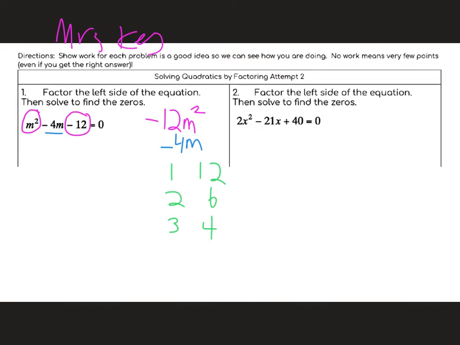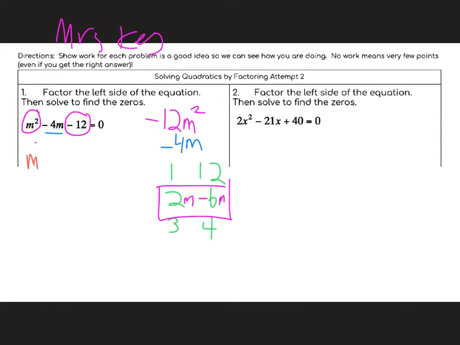Those ones multiply to 12. And I need to multiply to negative 12 and add to negative 4. So really what I want to look at is, is there a pair that has a difference of 4? That one has a difference of 4. If I make this negative, 2m minus 6m is negative 4m, and 2m times negative 6m is negative 12m squared. So that is the key to what I want.